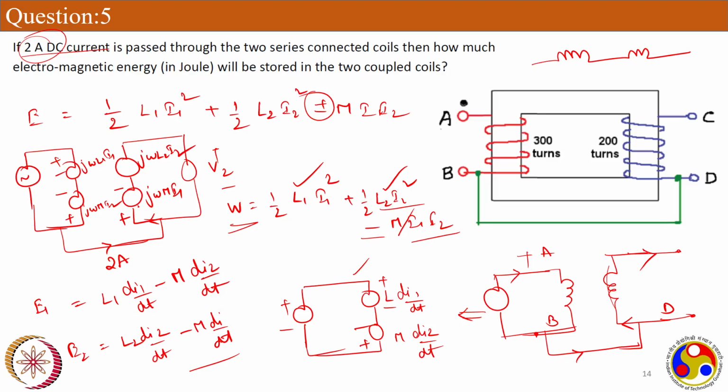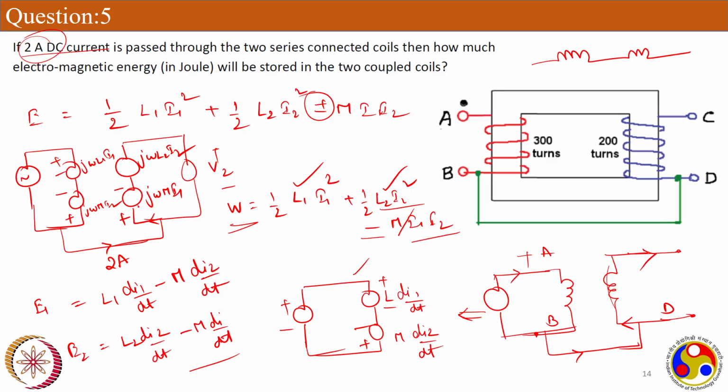It will be half Li square plus half Li square. I don't think so. Because DC current is flowing, the self inductance will store energy. That will also, but whether the M I1 I2 term will come or not? Because when I am flowing DC current, there is no mutual. If they are series connected, that's okay.